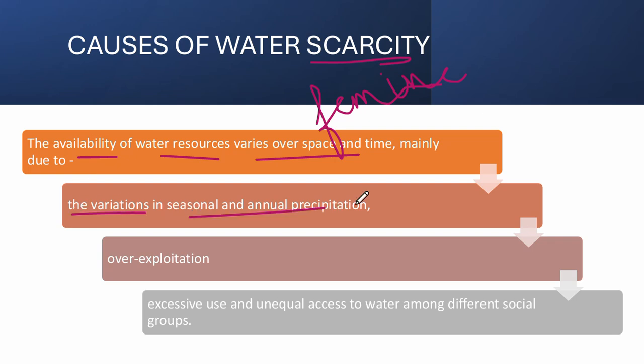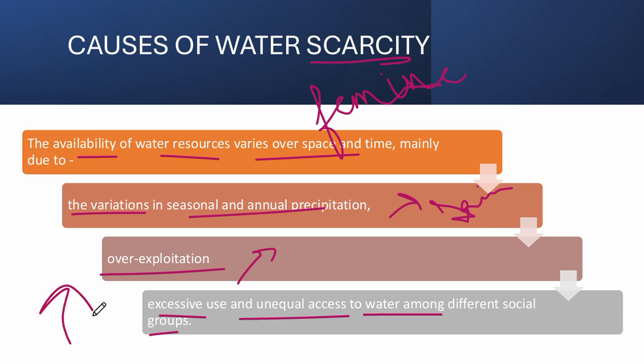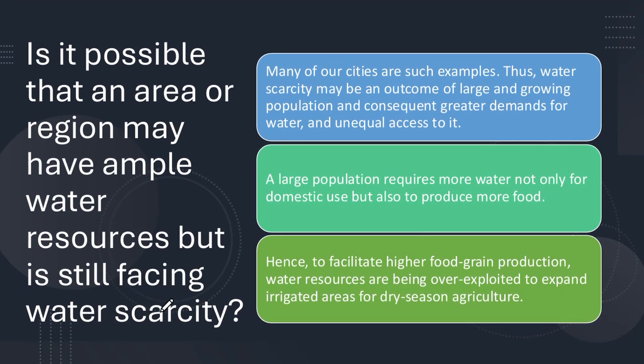Sometimes, all the rainwater is gone. Sometimes it's overexploited, and all the waste is thrown into the river and all this stuff. There is excessive use and unequal access to water among different social groups. Like, you're in that color, I'll not give you water. You're in this group, I'll not give you water. All these things cause scarcity.